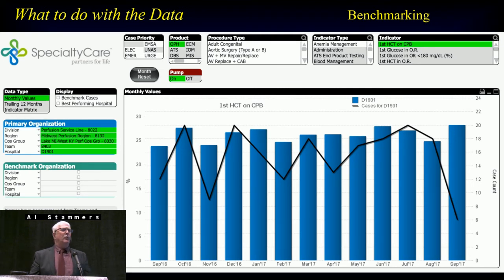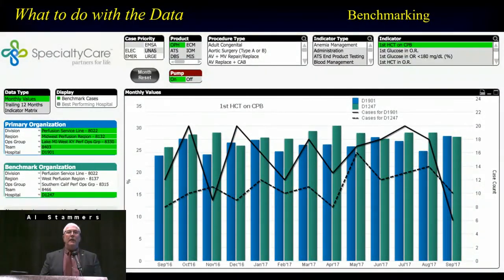This just shows, most people believe, if you look in the literature, that anything less than 25 as a first hematocrit on bypass in routine individuals undergoing CABG surgery is not good. And so 25 is usually a good cutoff point to start at. We can assess where we are over a 12-month period by case count. This looks like about 20 cases per month.